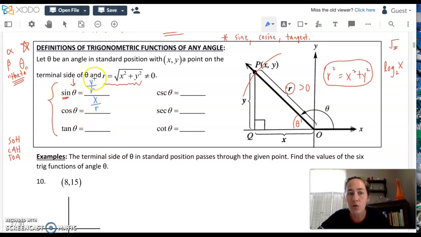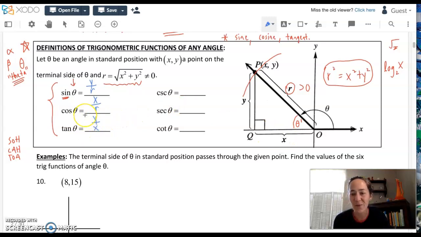So sine goes with the y. Think of the vowel sound. Sine, psi goes with y, right? Cosine goes with x. It's the other one. They're both over the radius. Tangent in TOA notation was opposite over adjacent. We will call it y over x.